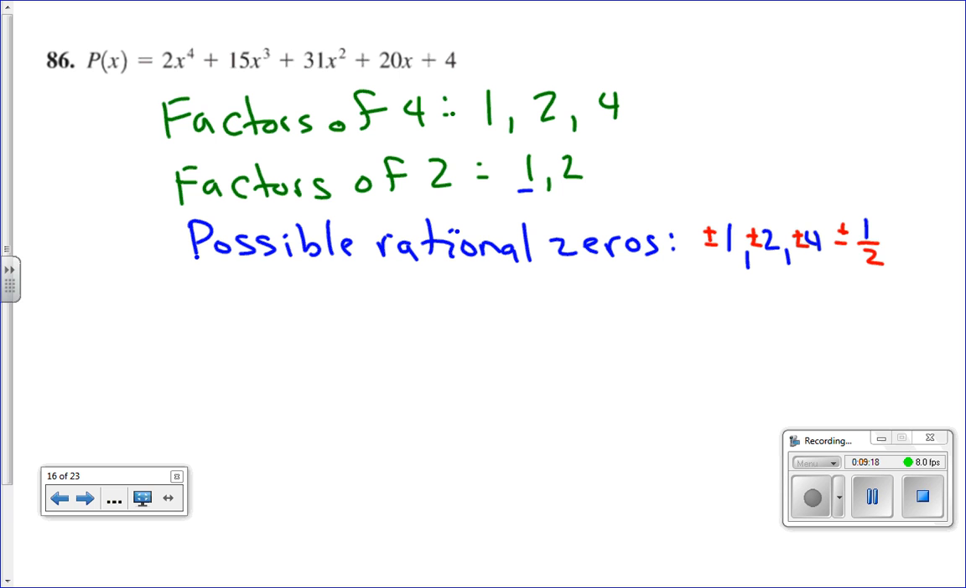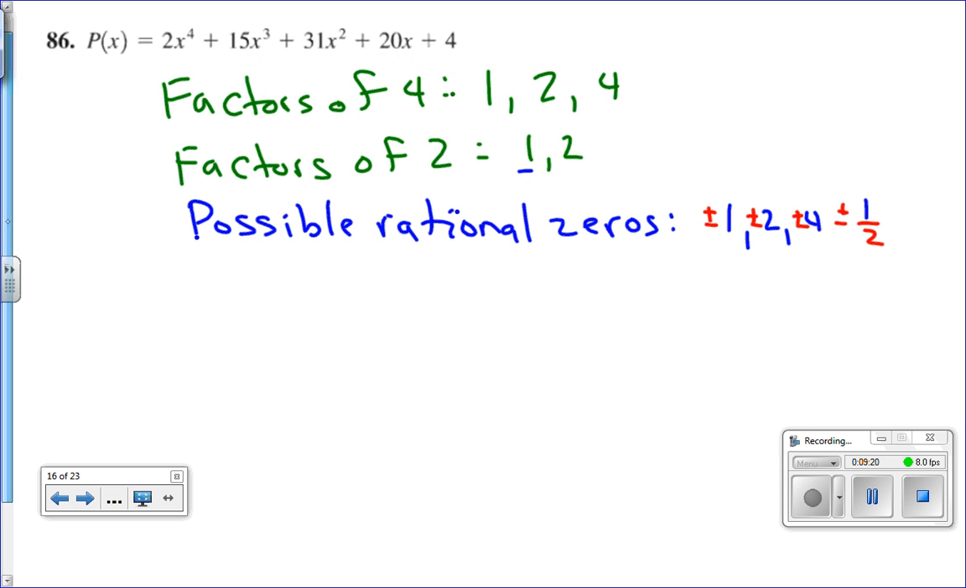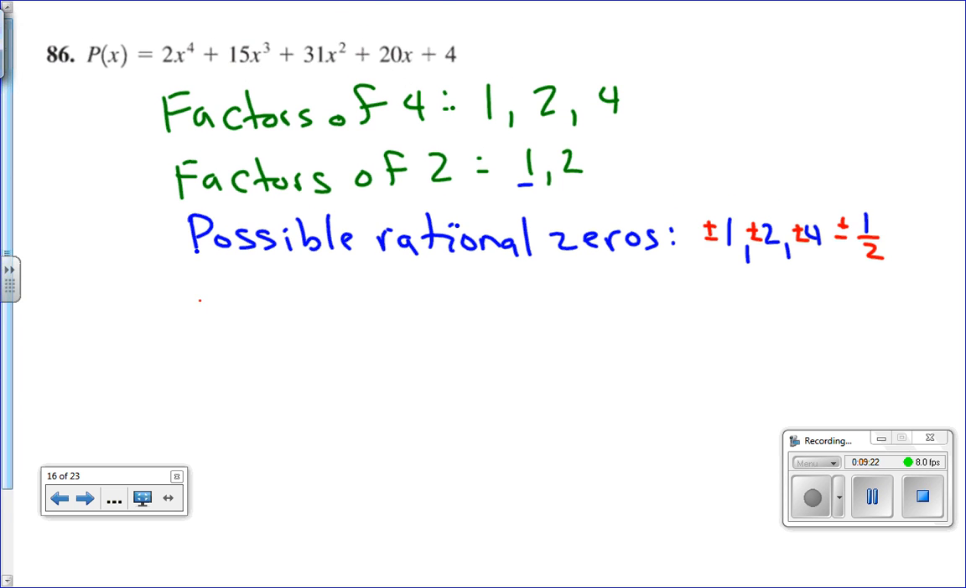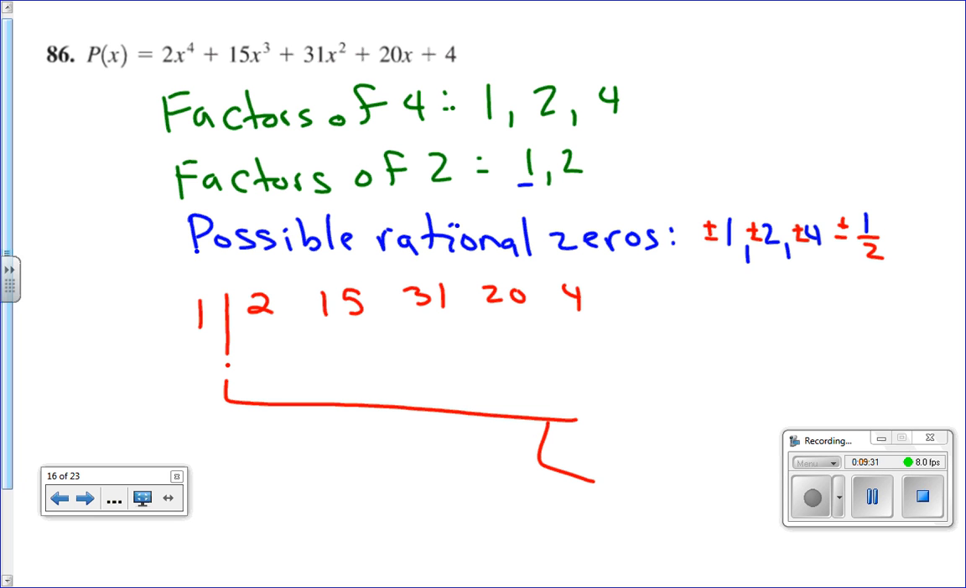So let's start with the 1. Let's see if 1 is a 0. So we're going to put 1 inside the box. And let's see, 2, 15, 31. And to check this, remember, we're looking for, does the remainder equal 0? Let's see, walking through this.